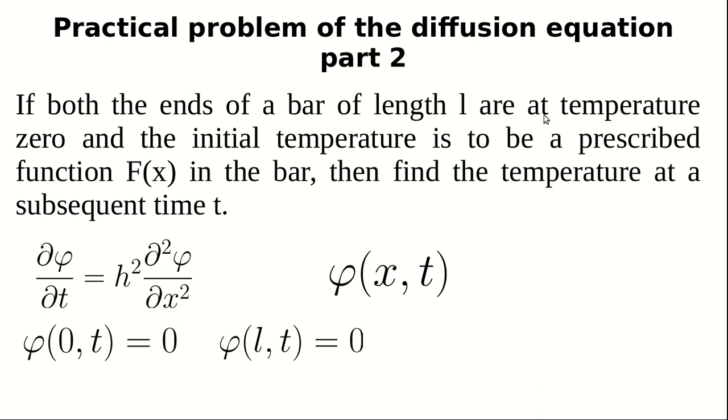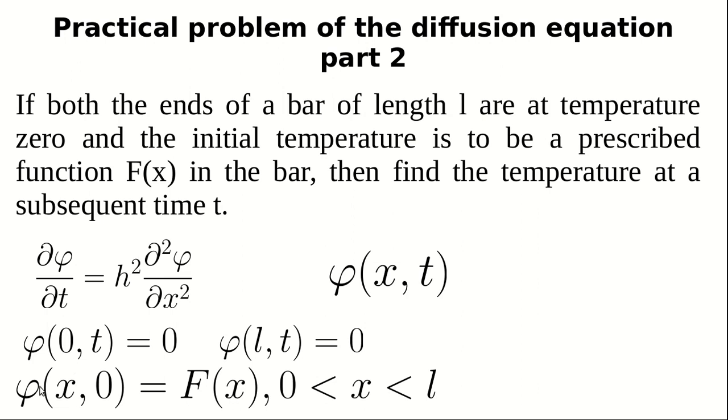Then finally, we were told that the initial temperature is a prescribed function f of x. What that means is that if t is initial, that is at 0, the temperature will be equal to f of x, which is a prescribed function. So at x anywhere in the rod, the initial temperature is f of x, where x runs from 0 to L, right?